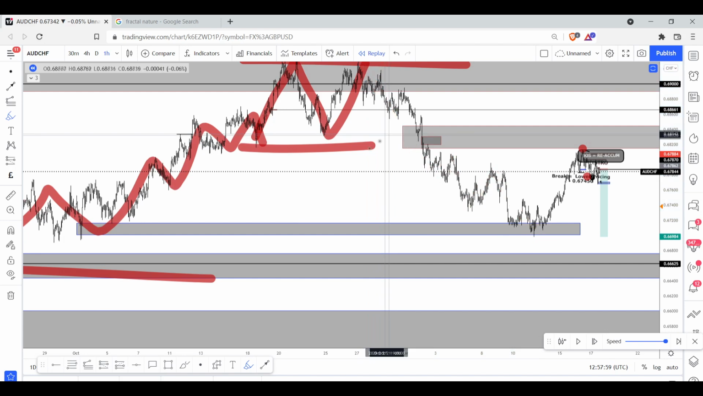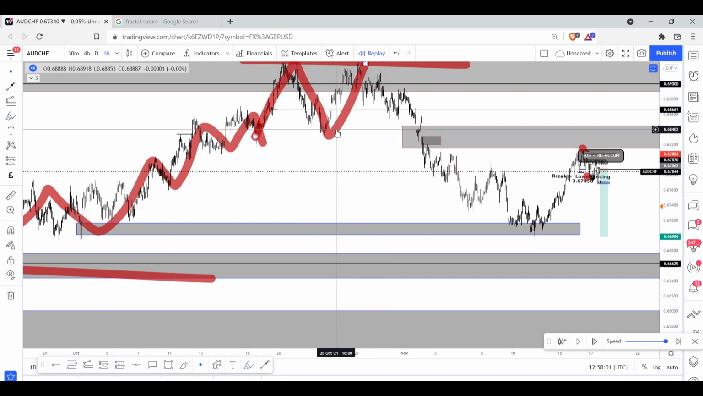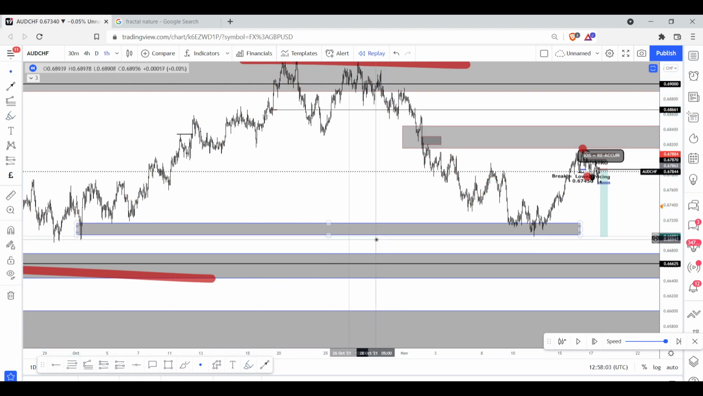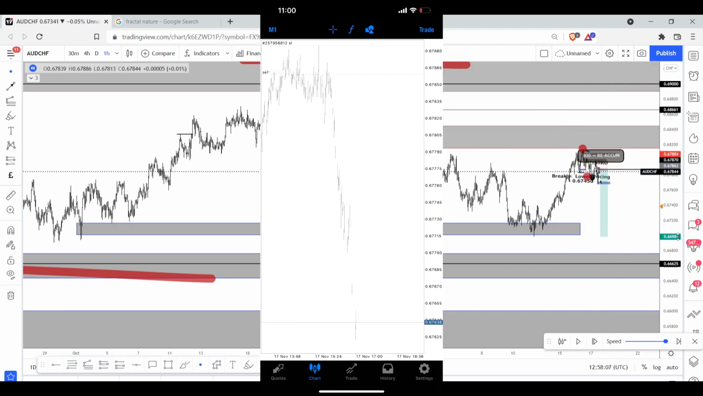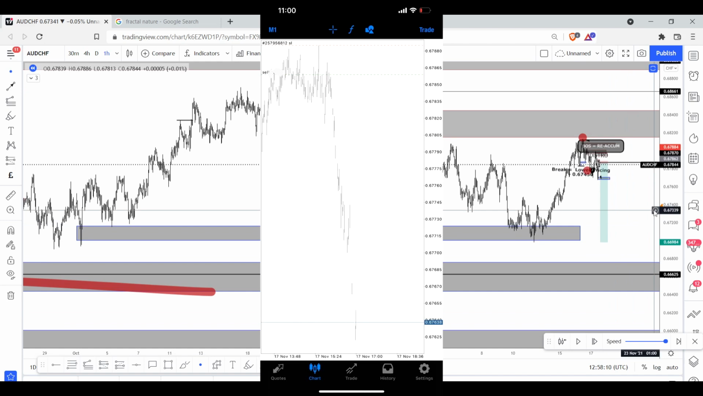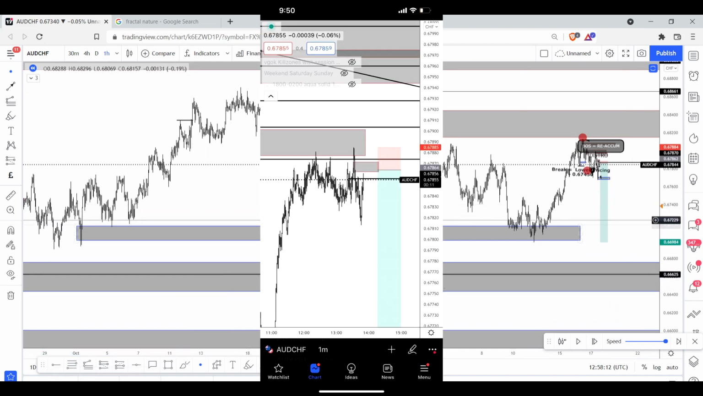So let me bring you into the thought process of the trade we actually took on AUD-CHF. Now, this trade in AUD-CHF produced a 1 to 39.9 risk to reward. Absolutely fantastic. Again, screenshots are here on screen now, if I remember to put them here.